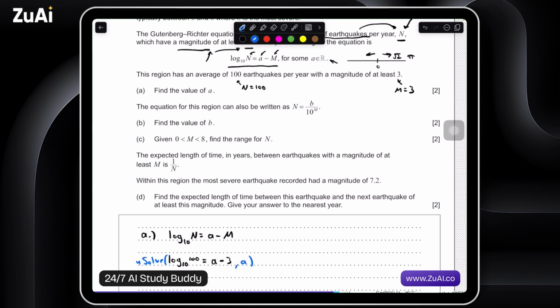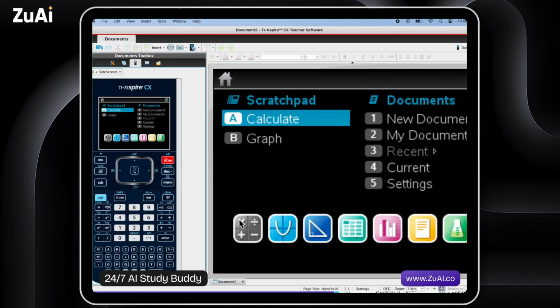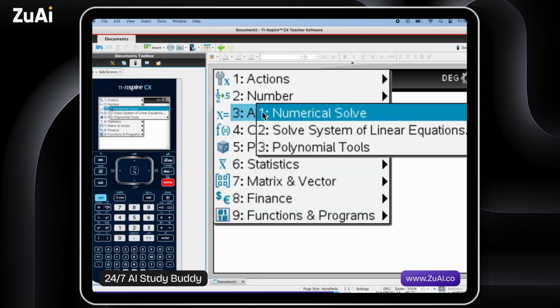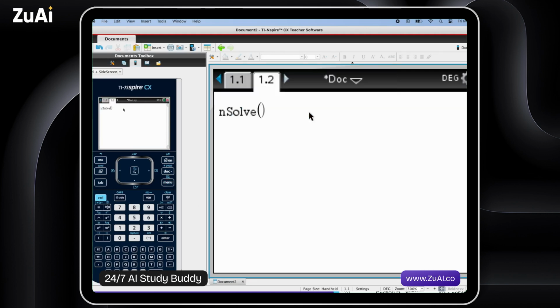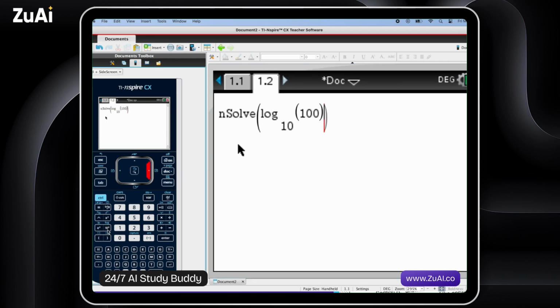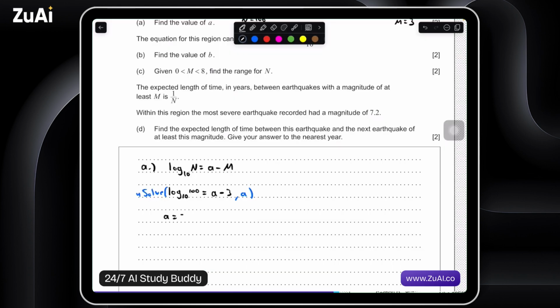Okay, so let's go to the calculator screen and work that out. Menu, algebra, numerical solve. In this case, we're going to want to find our log function right here. Log base 10 of 100. So it kind of scaffolded us in terms of what values to put in. Then we have a minus 3, and then we want to solve for a. Okay, and the value is 5. So let's go back to the document and write this out. a is equal to 5.